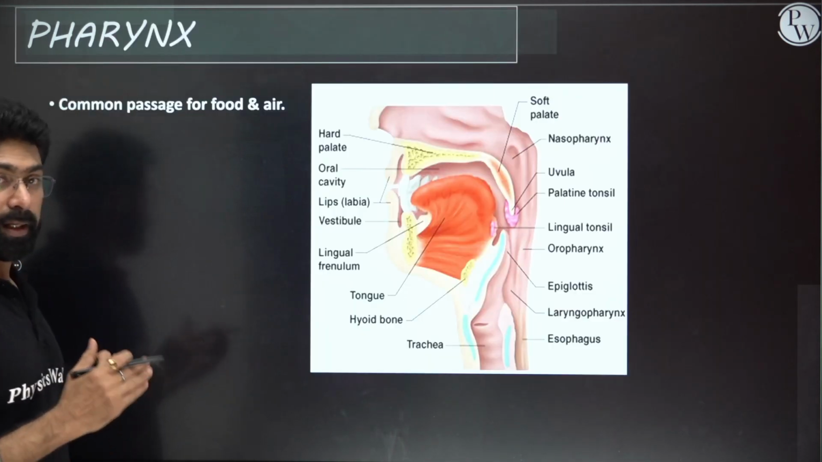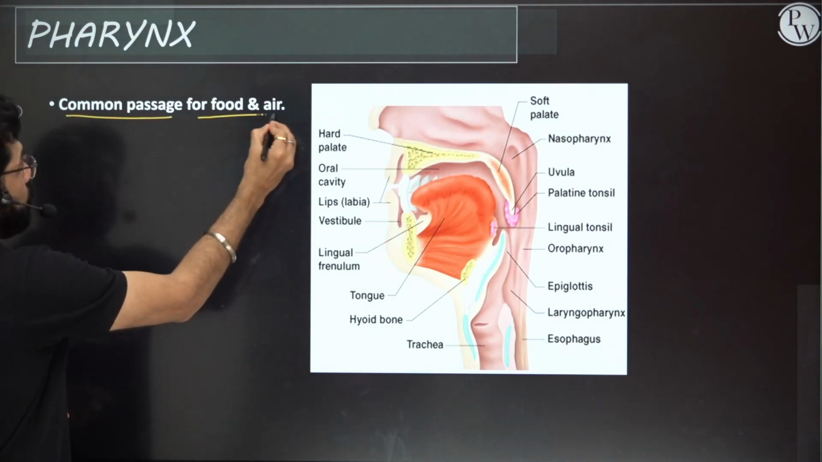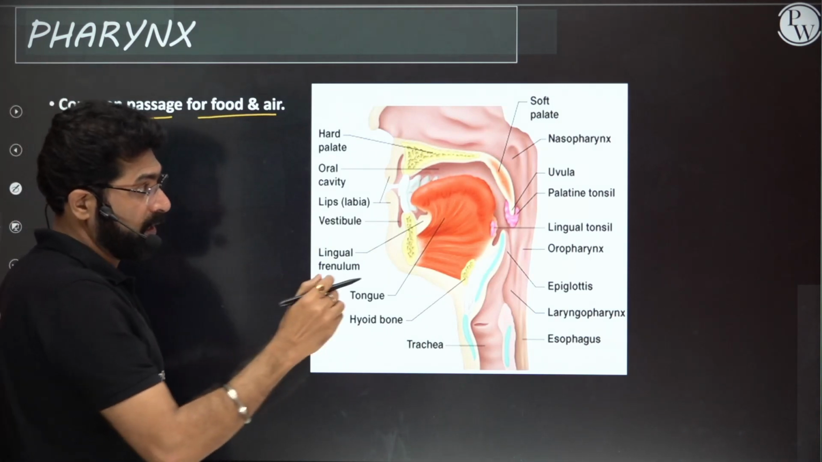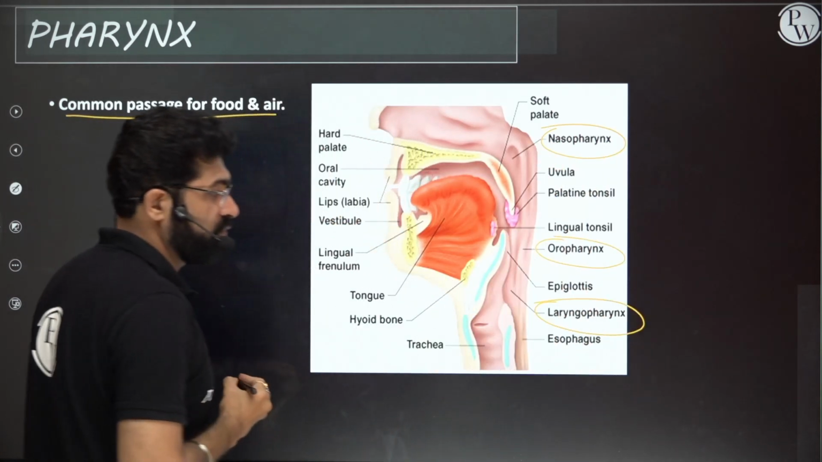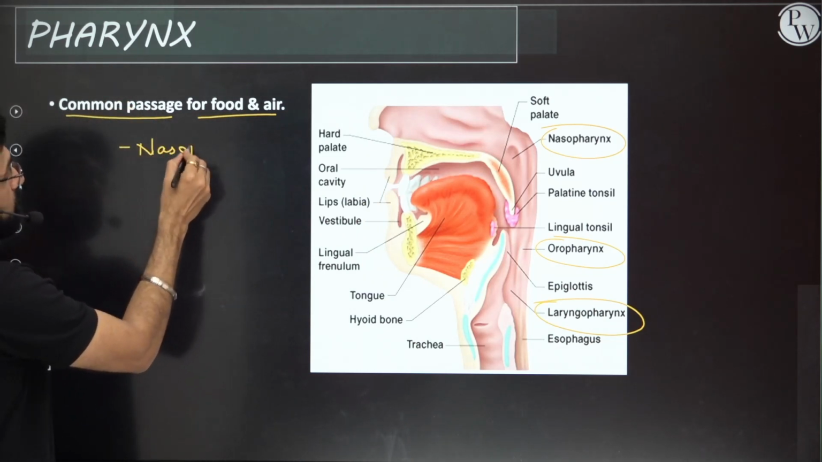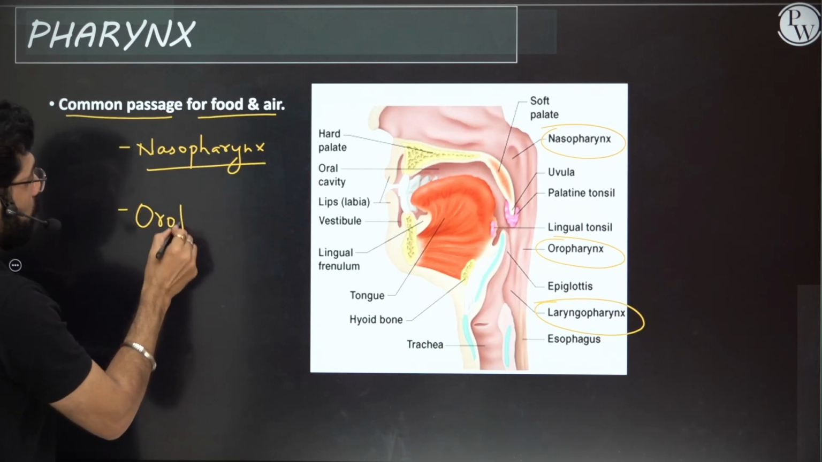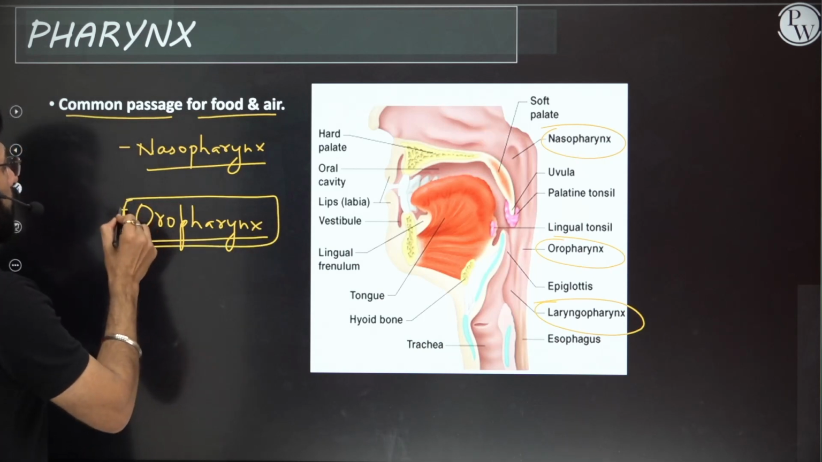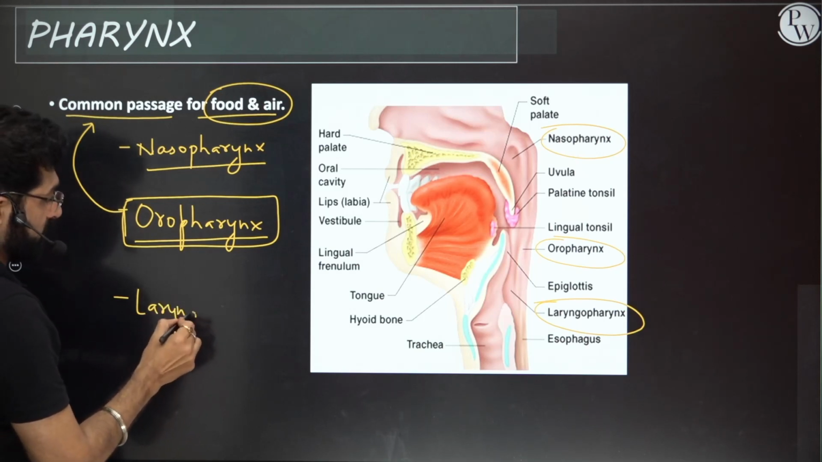Let's continue further. Now, the component that is pharynx. So pharynx is a common passage for food and air. But which part of the pharynx is the common passage for food and air? Let's see. There are three parts. One is nasopharynx, other is oropharynx, and third is your laryngopharynx. So please remember, pharynx has three parts. One is the nasopharynx, which is actually a part of the nasal passage. Next comes the oropharynx. And this is the one which is the common passage for food and air. Next comes the laryngopharynx.